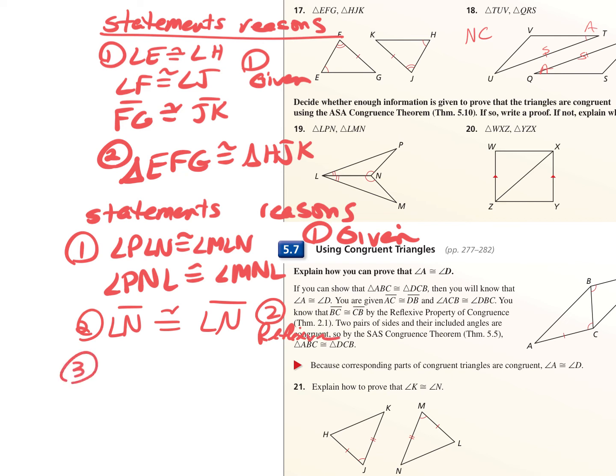And then now my congruency statement. That triangle LPN is congruent to triangle LMN. And this would have been angle side angle.